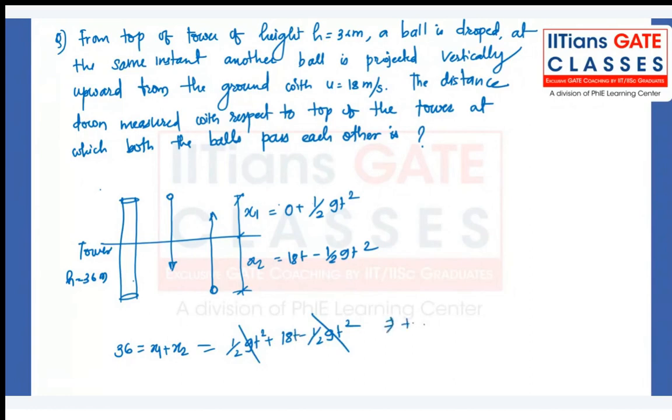So after 2 seconds, they will meet or cross each other. So x1 will be equal to 1 half into 9.81 into 2 square. So 9.81 into 2, that is 19.62. Yeah, that's the final answer. Is it clear to you all? Any doubt in this?